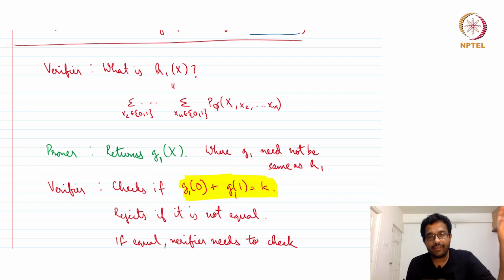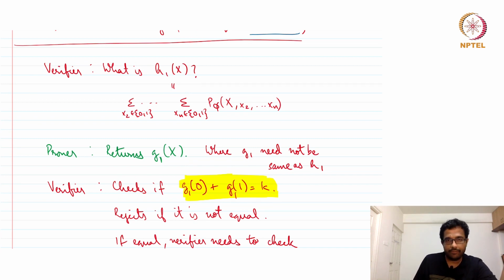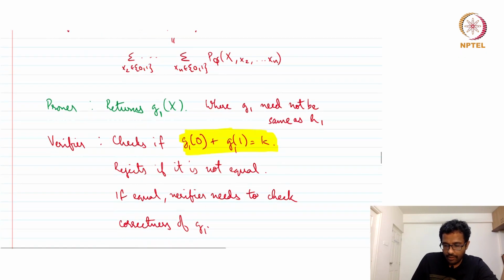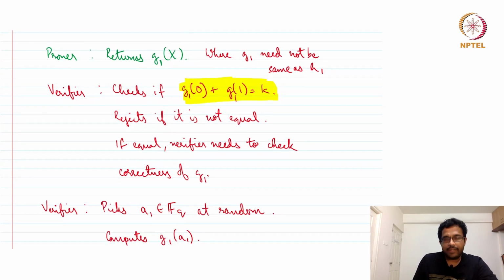Suppose the prover is trying to be honest, then there is no problem. He can give the actual h0, h1. But the problem arises when the prover is trying to fool the verifier, when the number of satisfying assignments is not k. So he could craft g1 such that g1 of 0 and g1 of 1 add up to k. Now suppose the verifier checks and is okay.